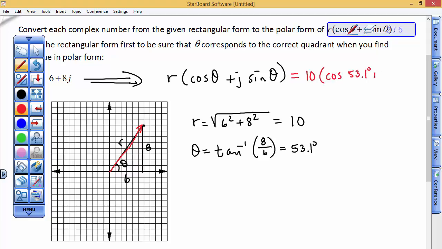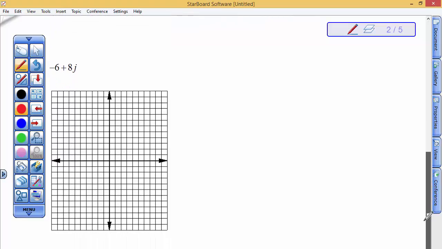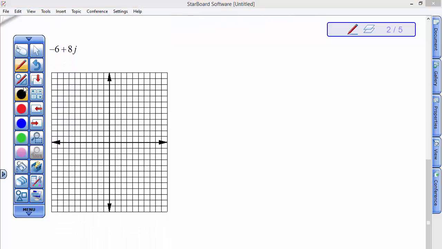And I just want you to know that this in red is the same thing as the 6 plus 8j in black. This is called rectangular form. This is called polar form. Pretty easy to do because it's stuff we've done a lot with vectors. So this one, I would go to the left 6 and then up 8 right here.